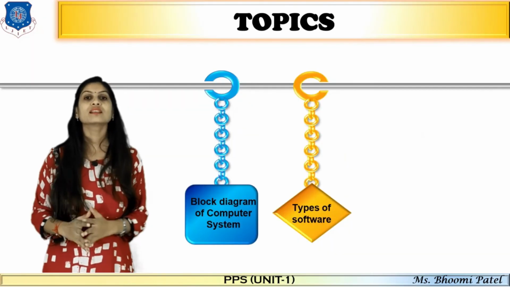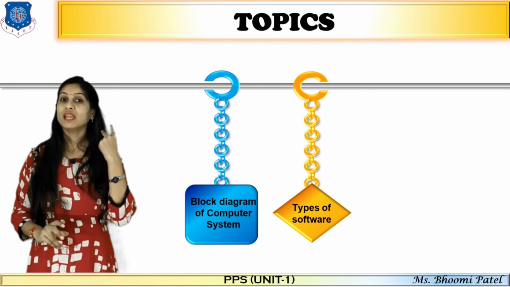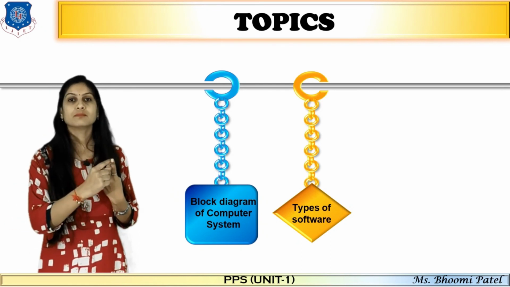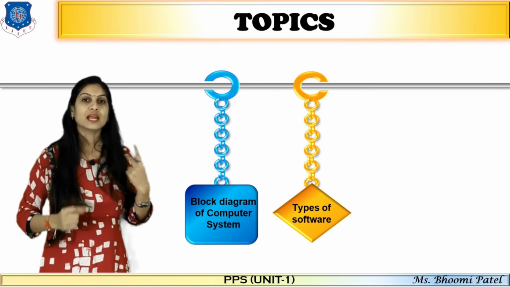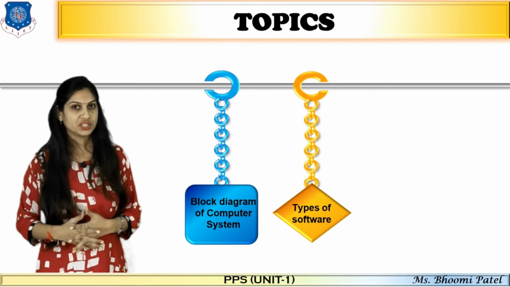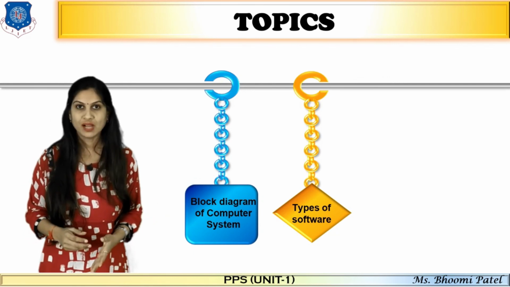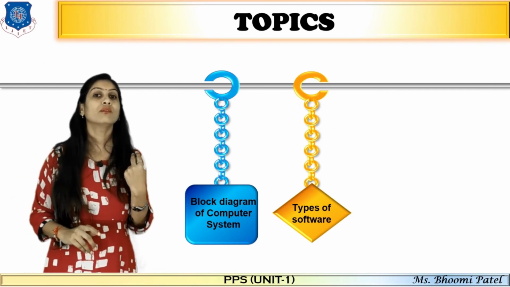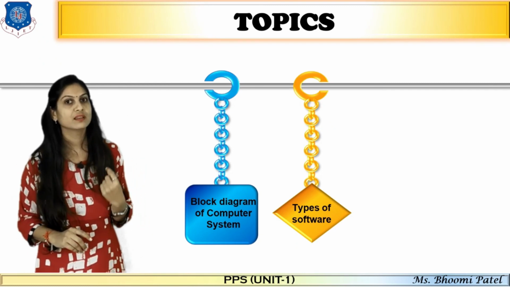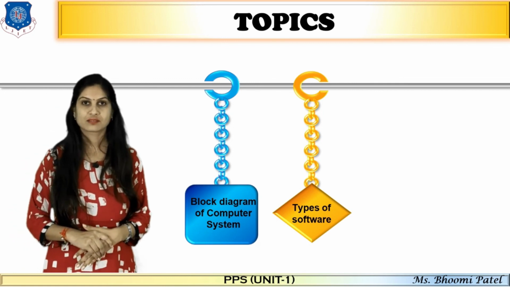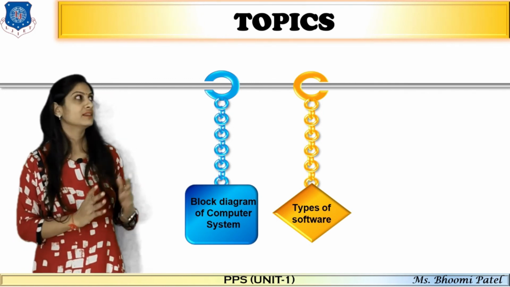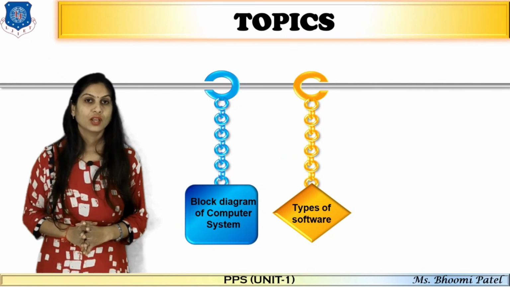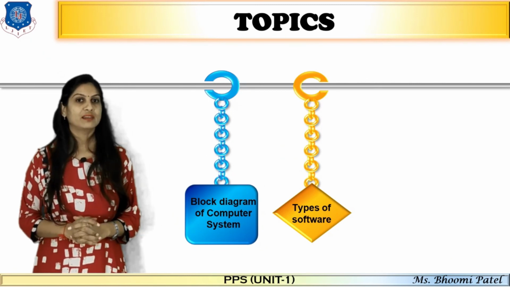So today in this lecture we covered two main topics. First is the block diagram of computer, which will be asked in your GTU exam for 4 to 5 marks. And second topic that we completed is the types of software. It is again for 4 to 5 marks. These are very easy topics and this chapter is also easy. So you have to prepare it very well.